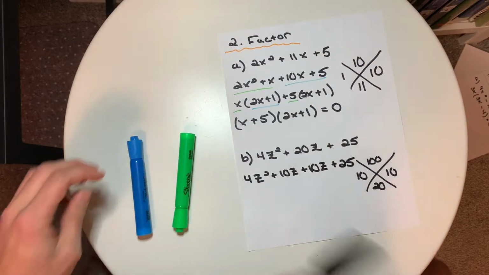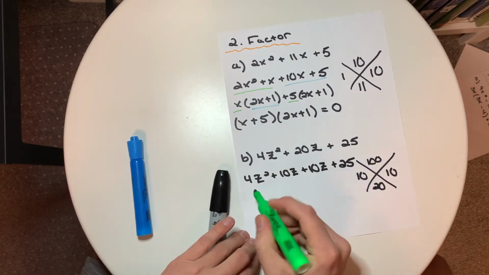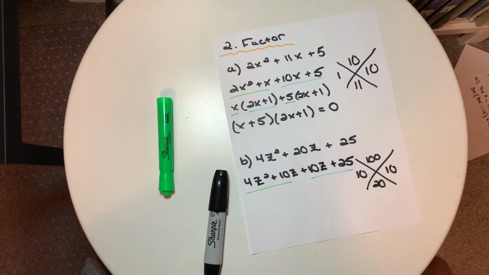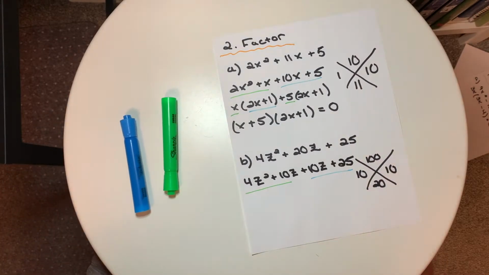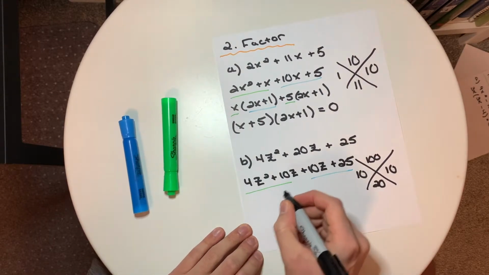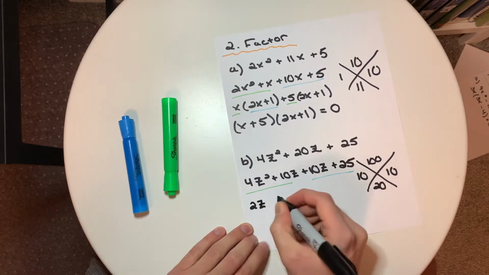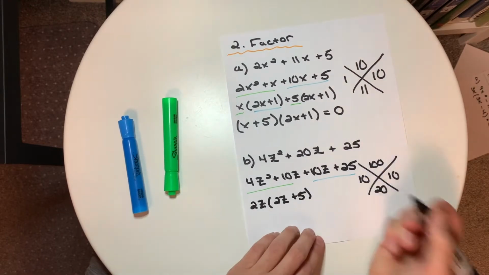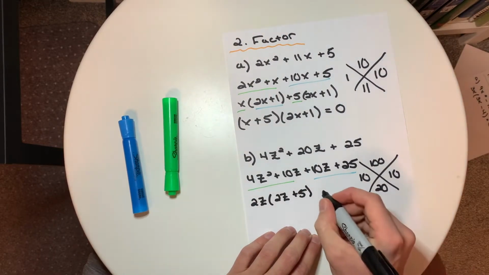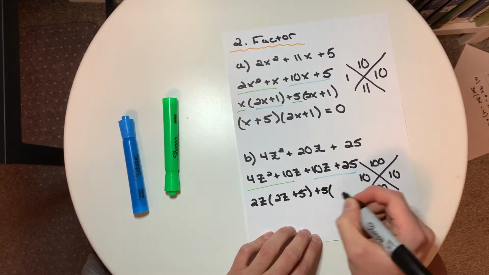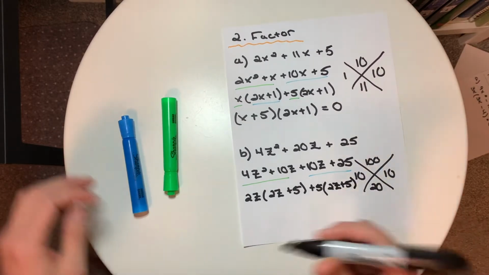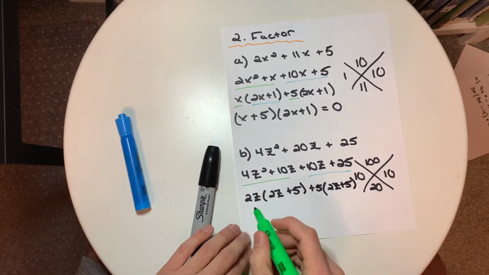Now we want to treat them as two separate terms, our first term here and our second term here, and then factor what we can from both of them. In the first one, we can take a 2z out, because a 2 goes into 4 and a 2 goes into 10, and they both have z's, plus 5 left over. What about the second term? I believe we can take a 5 out. Yes, plus 5(2z plus 5).